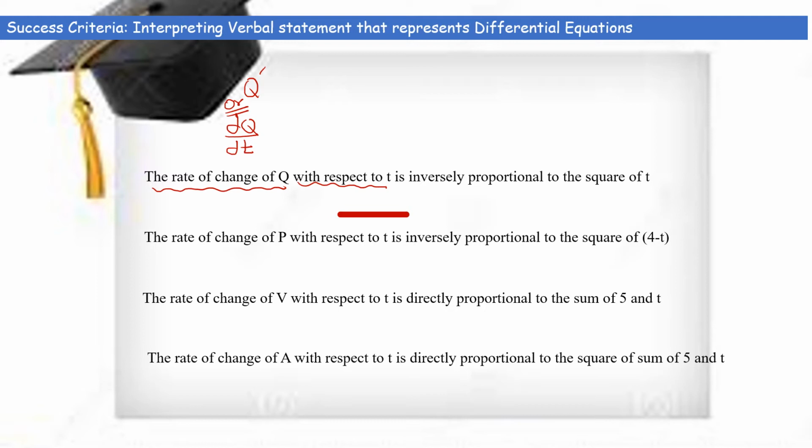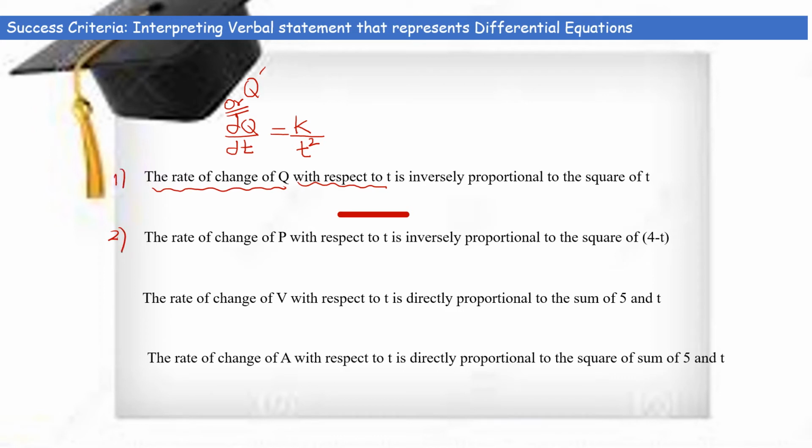Whenever we have to show the inversely proportional, we always write equals to k over the square of t. Because it is inverse, you have to write the division sign, and square of t means t squared. So that's all. Let's check question number 2.